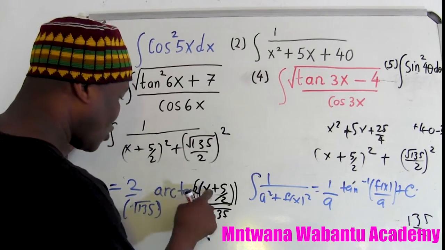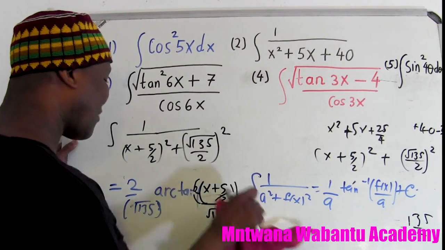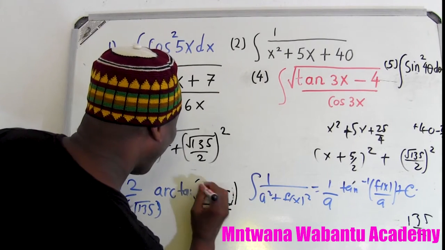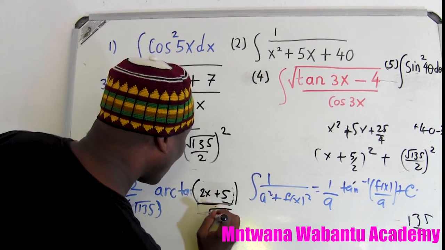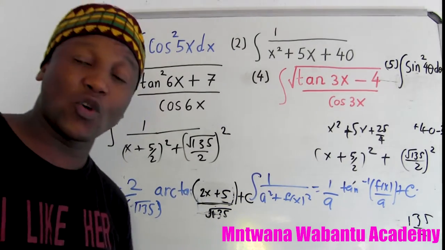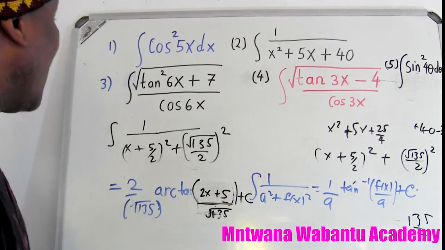When you multiply that, it's going to be 2x, and the 2 cancels, so it's 2x plus 5. So the top is going to be 2x plus 5 over the square root of 135. Then we add our constant c. The reason we add the constant c is that there is no limit. So we're done with this.